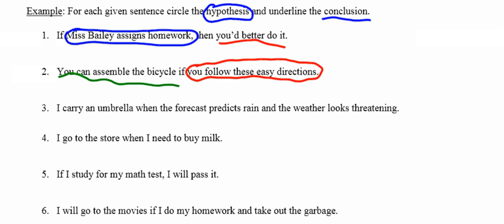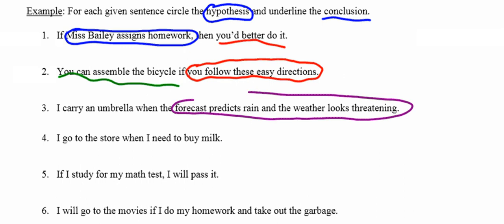Number 3 says, I carry an umbrella when the forecast predicts rain and the weather looks threatening. Well, the condition that we meet here is that the forecast predicts rain and the weather looks threatening. And what happens as a result of that, the conclusion, is that I carry an umbrella.